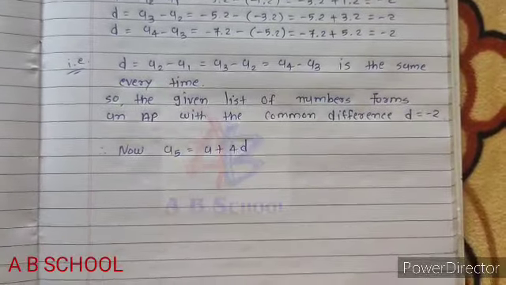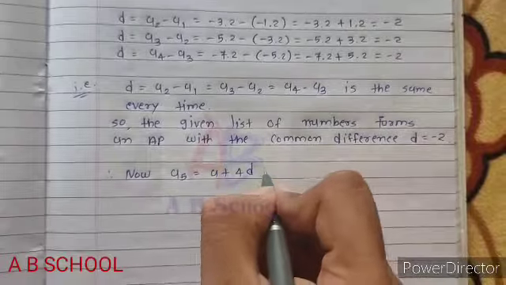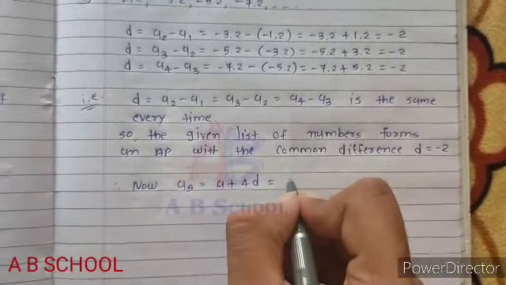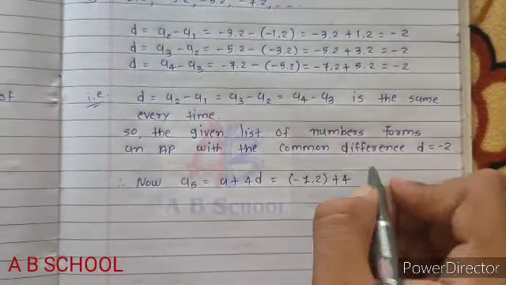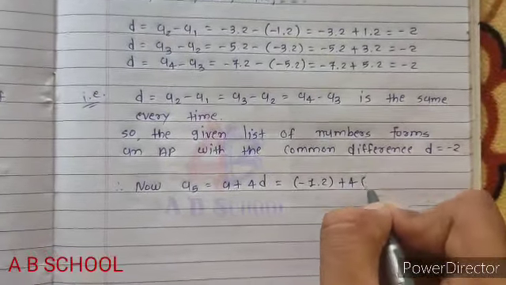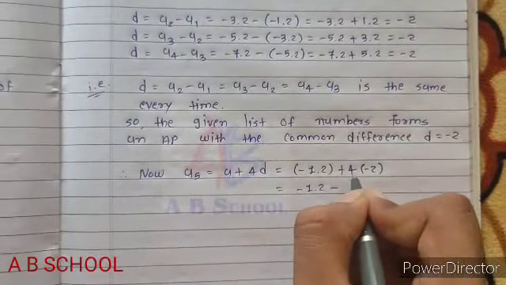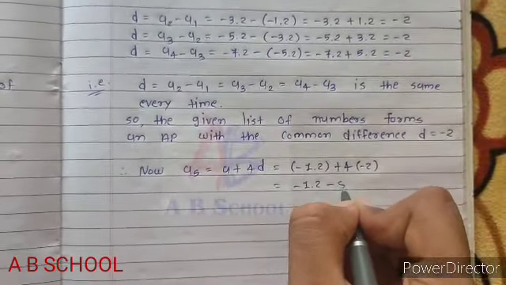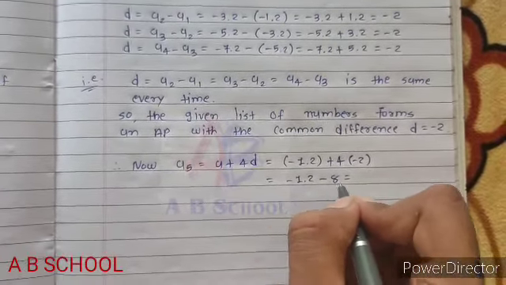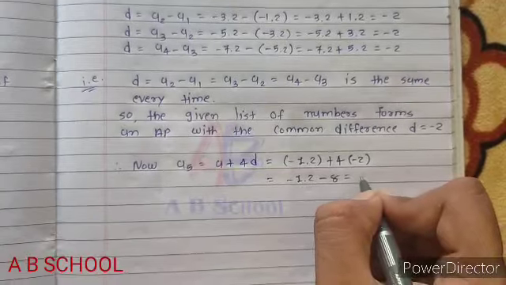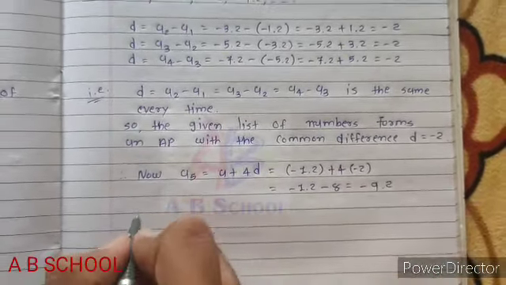By using the general form, A5 is equal to A plus 4D. Value of A is minus 1.2 plus 4, value of D is minus 2. Minus 1.2 plus 4 times minus 2, which is minus 8. So minus 1.2 minus 8 is equal to minus 9.2.